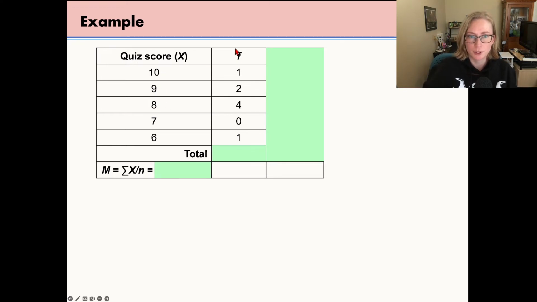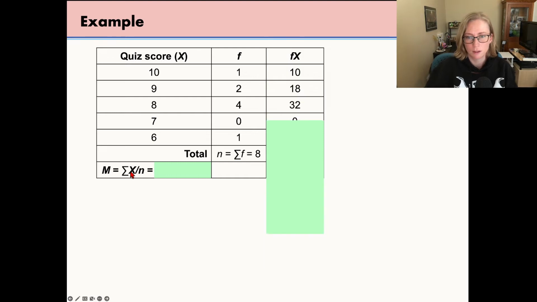So if we want our frequency here, these are the amount of people, right? So our n is the amount of people, the amount of individuals. So if we simply add our frequency up, we get the sum of frequency is going to be our n. So 8 people. And now here, I'm showing the formula for the mean, which is going to be sum of x over n, or sigma x over n. So we have n, which is going to go down here. Now we need the sum of x.